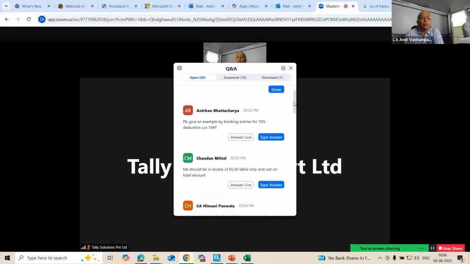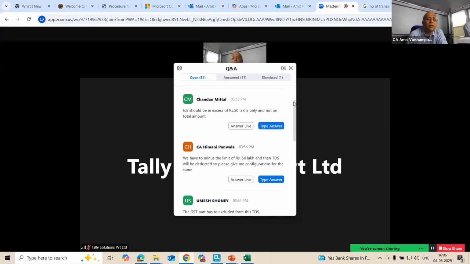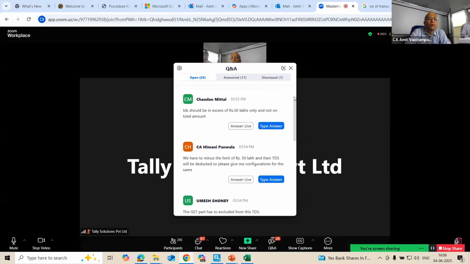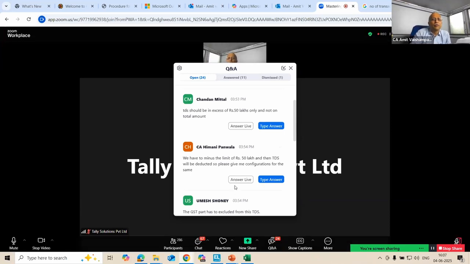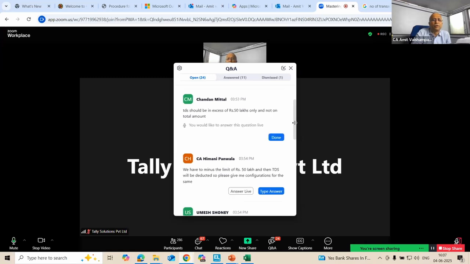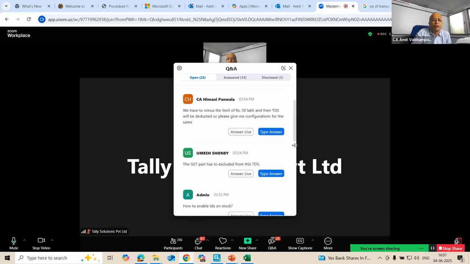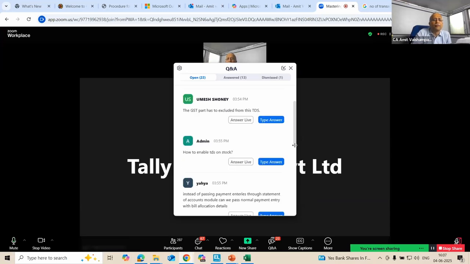Please give an example by booking entries. Okay, Chandan Mittal sir, I'll demonstrate this particular value for you. About 50 lakhs, that is what I'll demonstrate for you. You have to minus the 50 lakh limit. Himani Panwala sir, I will also demonstrate this for you. The 50 lakhs exemption limit has to be taken into consideration. It works well. There's no problem. I have currently configured it that way.